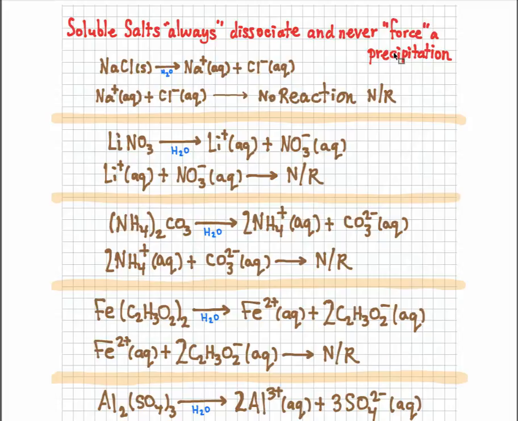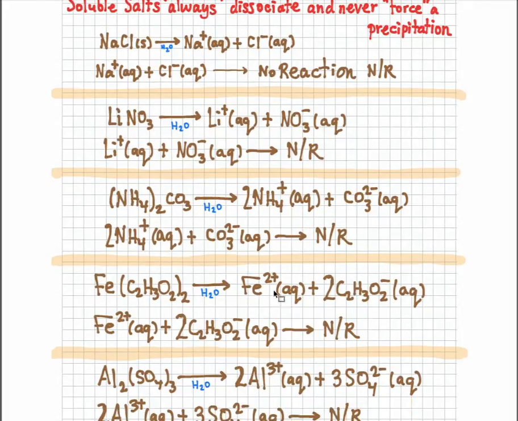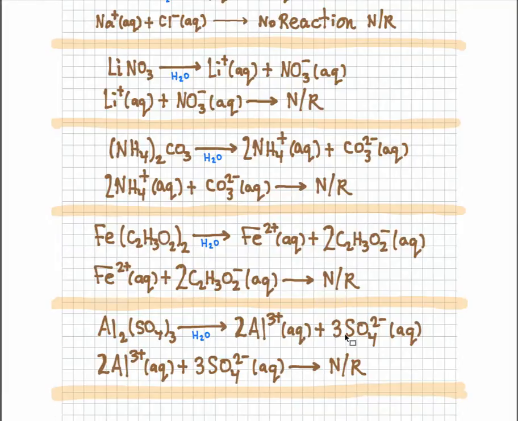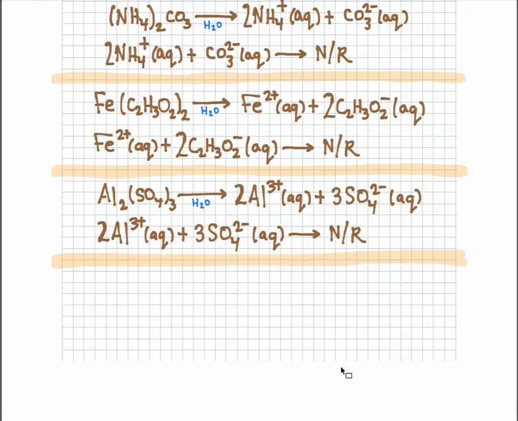Will these force a precipitation? The answer is no. All these will not. Iron acetate always dissolves in the water. Turn it backwards. Will iron 2 plus come together with the acetate ion? No. Aluminum sulfate dissolves in water. Will it turn it backwards? Will aluminum ion and sulfate ion come together in the water? No reaction.